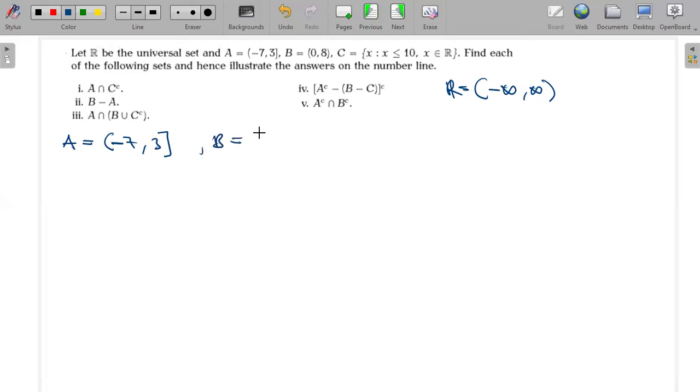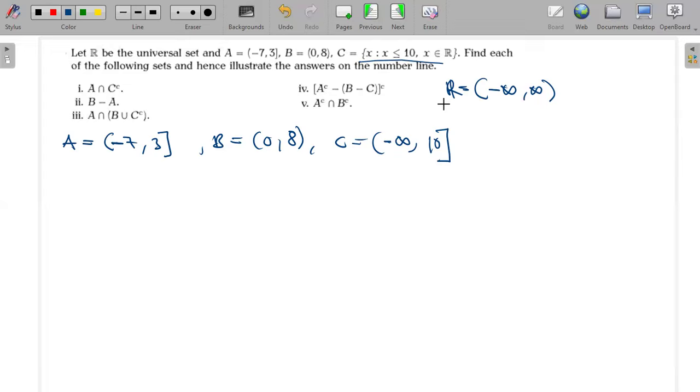B is from 0 to 8. And then you have C. So C is saying x such that x is less than or equal to 10 and x is a real number. So the real numbers less than 10. So you have those starting from negative infinity, whatever number that could be, all the way to 10. And then there's less than or equal to, meaning here it has to be closed where 10 is. So that's how you would write that set here, because they've given it to you in set builder notation, but we've now written it in interval notation.